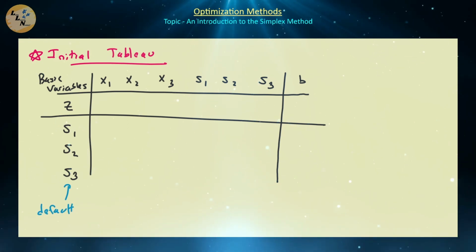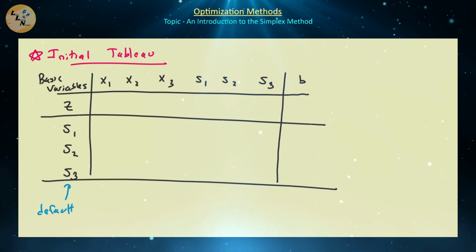variables. Now we do not want S1, S2, and S3 to be in our optimal solution. Our goal is to move S1, S2, S3 into a solution ideally consisting of all of our X1, X2, X3. Sometimes that's not possible, but that's our ideal goal. So this is going to be our setup.